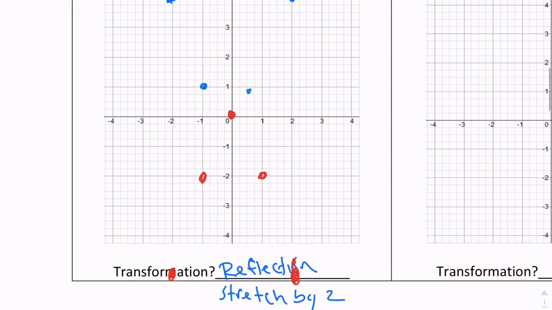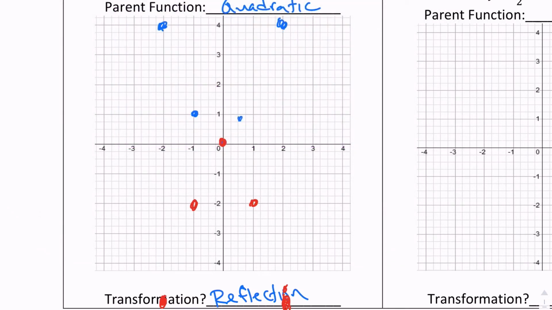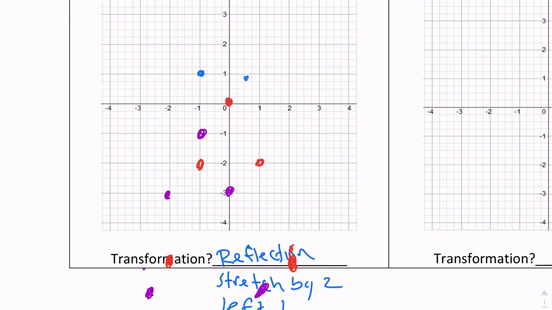All right, now we're going to move left 1 and down 1. So we'll go to purple here. Left 1, down 1, left 1, down 1, left 1, down 1. So here's our graph. There we are.